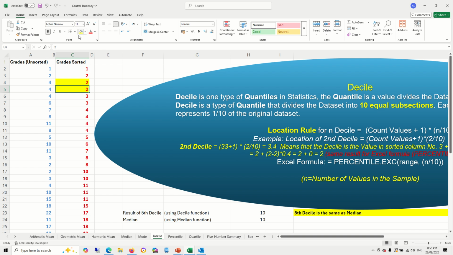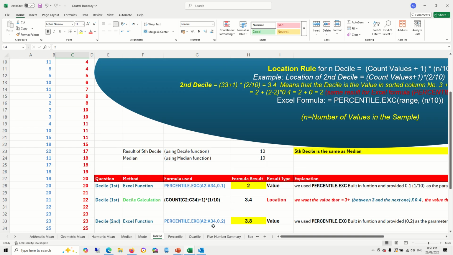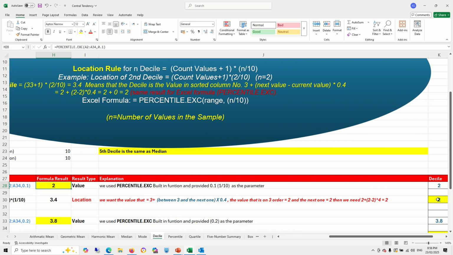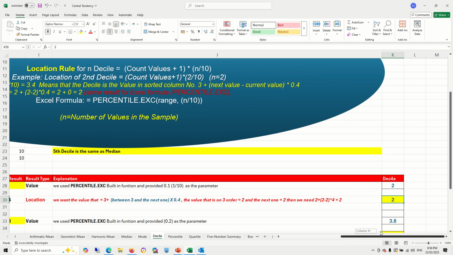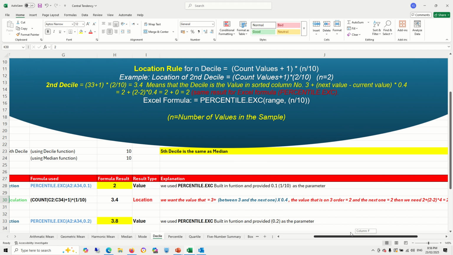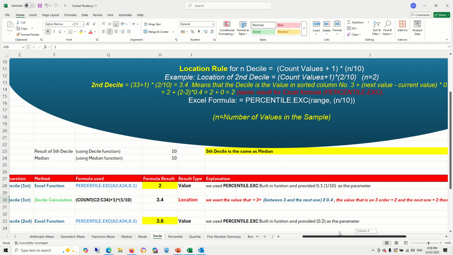The next one is also 2. So if it is 3.4, that means that 2 plus 2 minus 2 multiplied by 0.4, it means 2 plus 0 equals 2. So this is the same, as you see here, as 2 is the same as 2, which is the result of the percentile or the decile calculation.